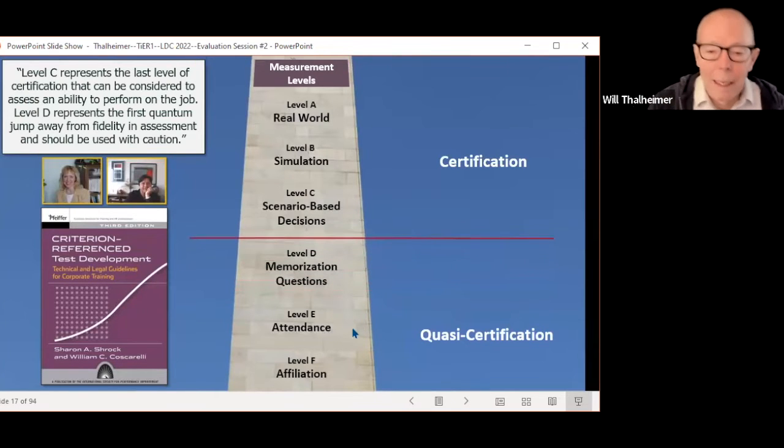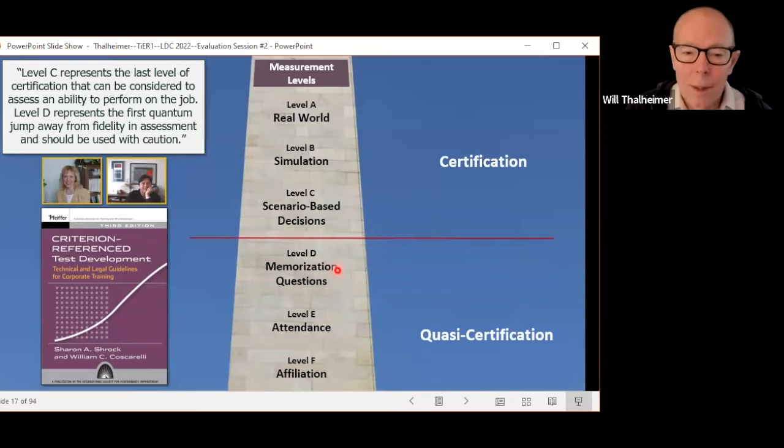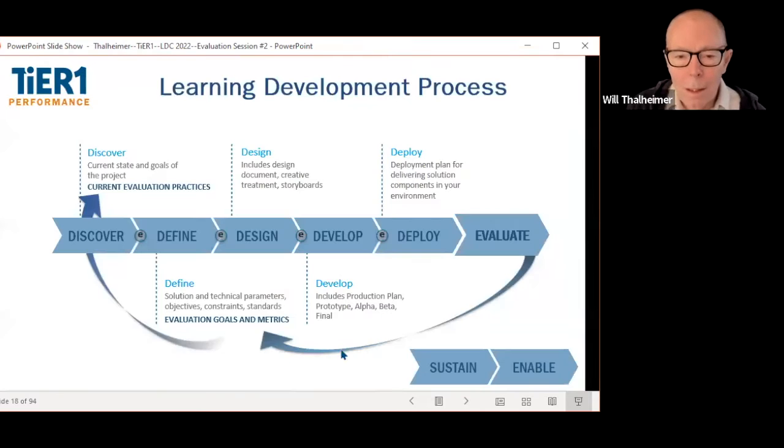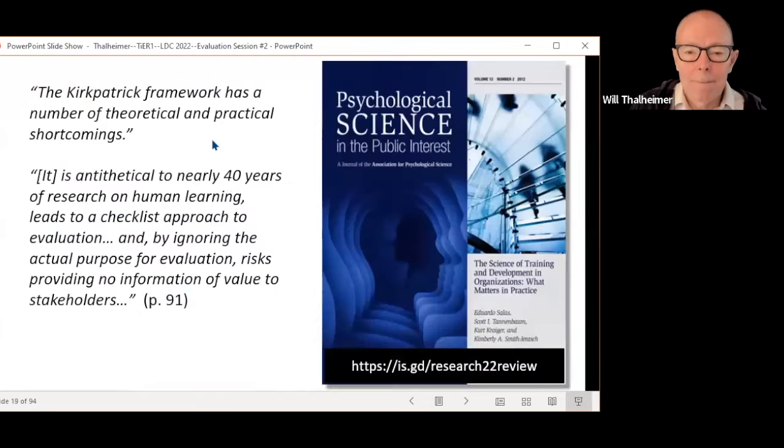We also talked about the fact that knowledge questions, or what Schrock and Crosskey call memorization questions, are not really acceptable to certify people as competent. And really, we want to aim up here. We talked about the fact that in a lot of our models, evaluation is put toward the end, but it really should be thought of in the very beginning stages.